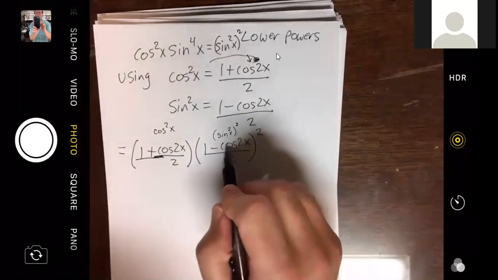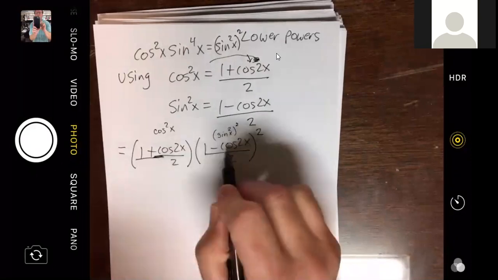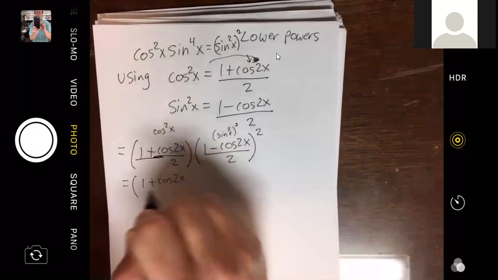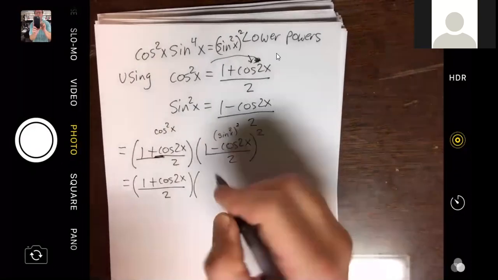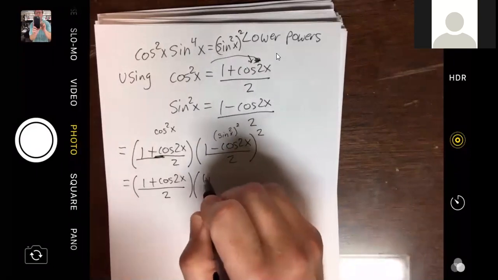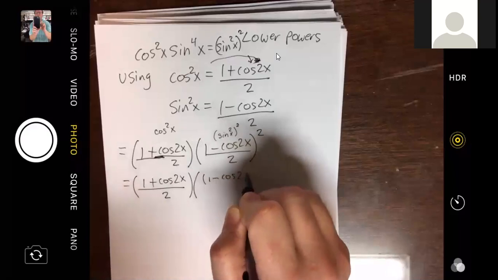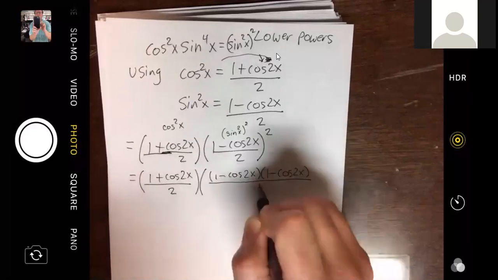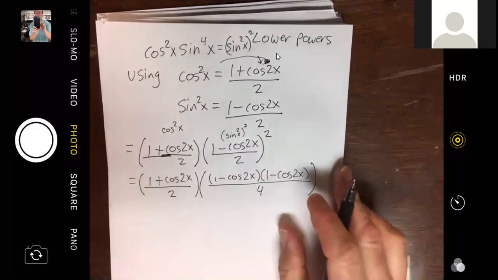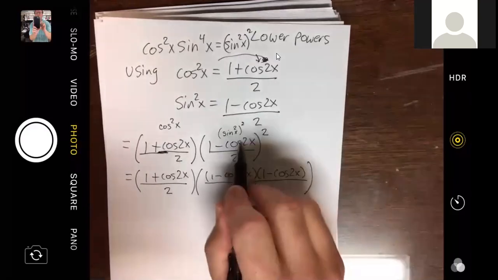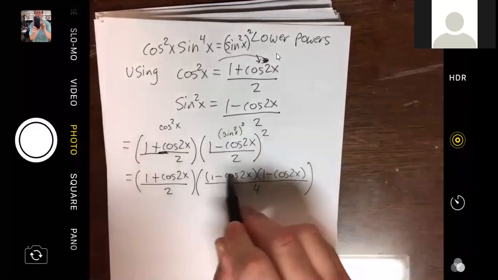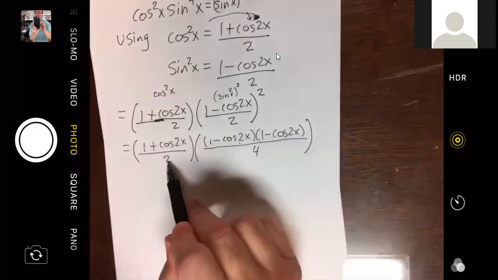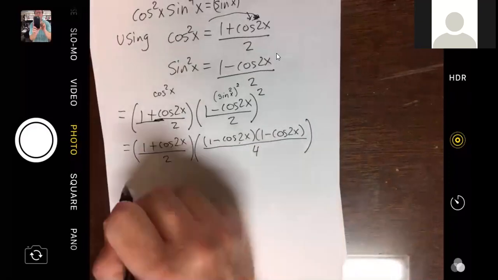Basically, order of operations, you're going to do this exponent before we can multiply. So that means we've got to FOIL this. So we've got 1 plus cosine of 2x all divided by 2, times 1 minus cosine of 2x, all divided by 4. I just wrote this out twice, copied it twice to show the squared, and then we're going to FOIL it. And then you can get rid of the 2 and the 4. Those can be a 1/8 in the front.